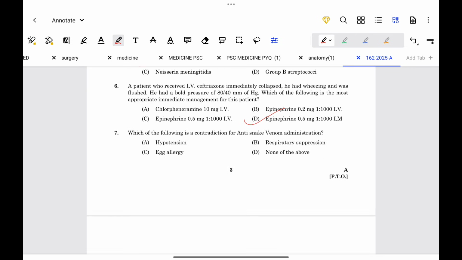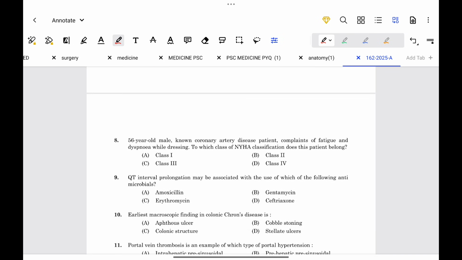Next question. Which of the following is a contraindication for anti-snake venom administration? Here the answer is none of the above. Option D. Next, a 56-year-old male non-coronary artery disease patient complains of fatigue and dyspnea while dressing. To which class of NYHA classification does this patient belong?